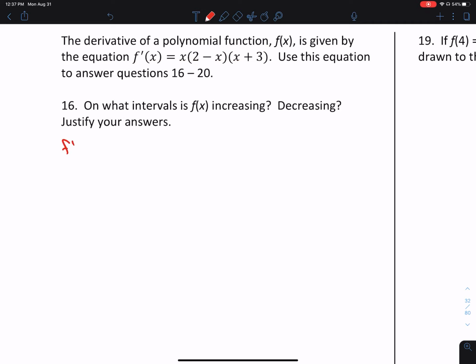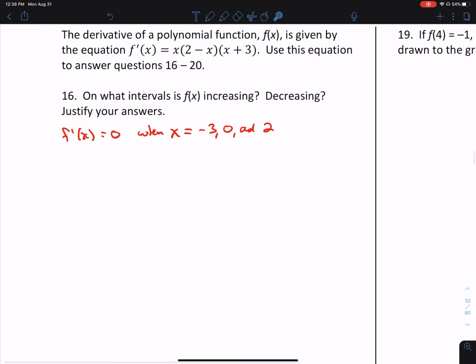So f prime of x is going to equal 0 whenever x equals -3, 0, and 2. Because if we set each factor equal to 0 and solved each of those, we would get these answers. That is the factor theorem in play. So if we put a 0 in here, we would get 0. If we put 2 in here, we'd get a 0. If we put a -3 in here, we'd get a 0. I recommend that you write these in ascending order.